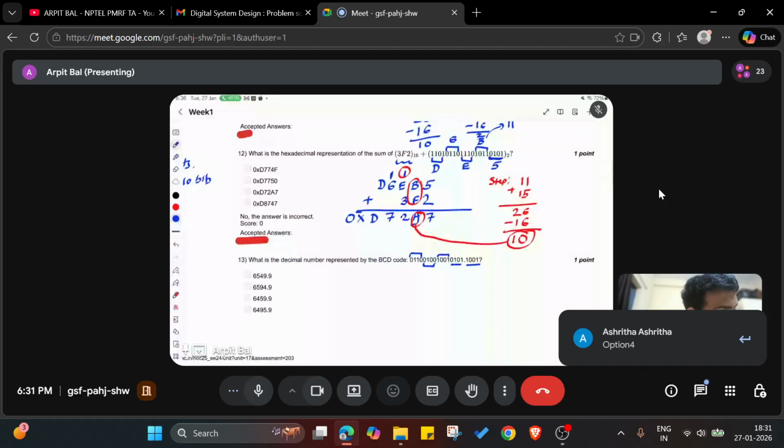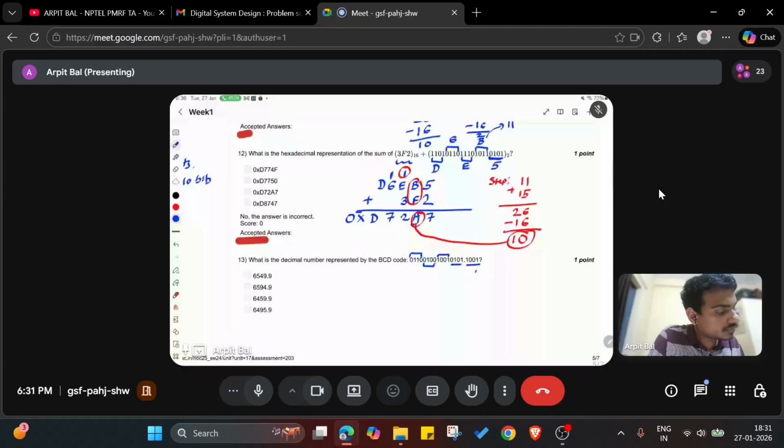So 4 bits here, this is 1001, so this is nothing but 9. Then I'll put the decimal place here. Next I have 0101, which is nothing but 5. 1001, this is again 9. Then I have 0100, this is 4. 0110, this is 4 plus 2, 6. So the answer is 6495.9. Okay, so question 12, the answer is 0xD7A7, so option 3.